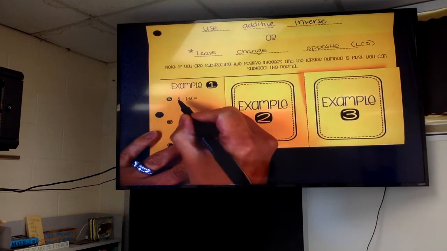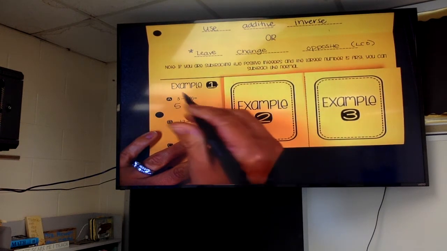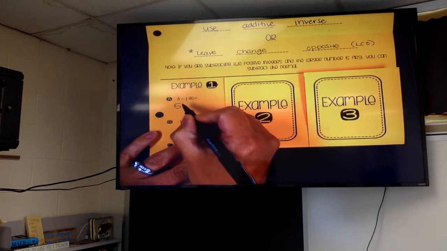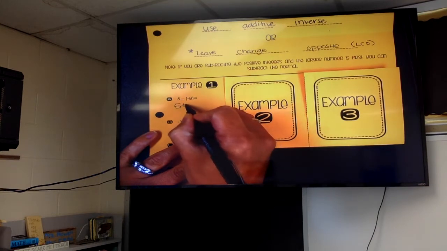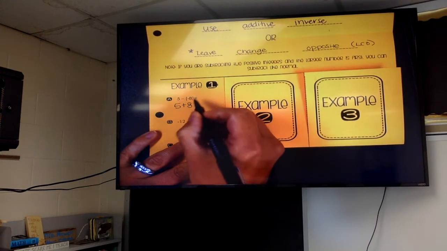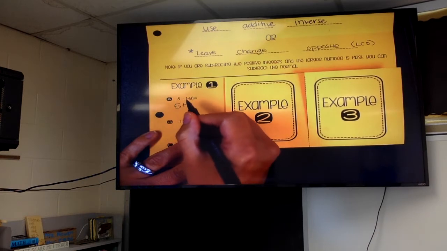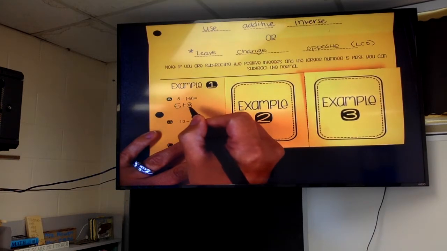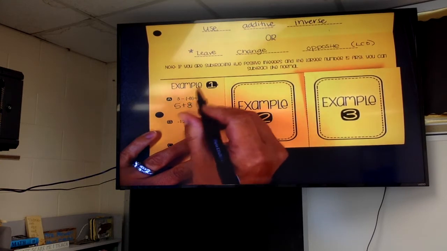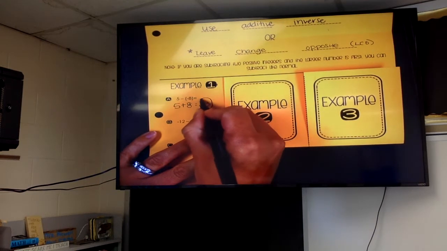So what that means is the first number I leave alone. I'm going to write it the same way. So I'm going to say 5. And then instead of subtraction, we're going to change it to addition. And then here it's a negative 8, so we're going to change it to its opposite. And the opposite is positive 8. So this is its additive inverse. The additive inverse of 5 minus negative 8 is 5 plus 8. It's changing your sign to addition and the opposite of that second number. So then I go ahead and solve. 5 plus 8, I know that's 13.